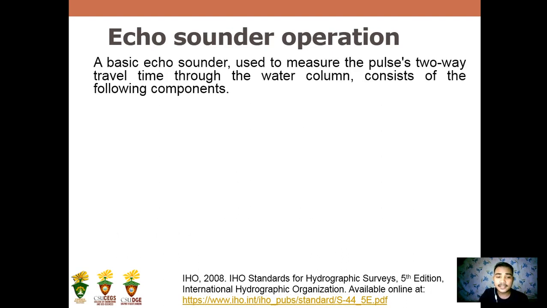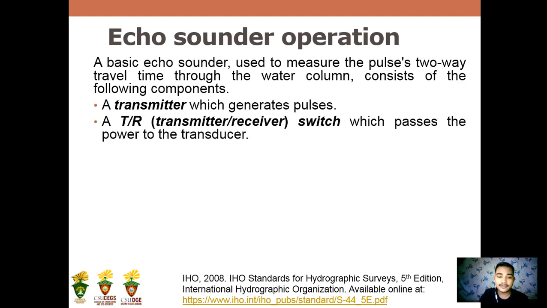The basic echo sounder used to measure the two-way travel time of the pulse through the water column consists of the following components. First, we have the transmitter. The transmitter generates the pulses, so it transmits pulses or sound waves toward the target. Next, we have the TR or transmitter-receiver switch, which passes the power to the transducer.